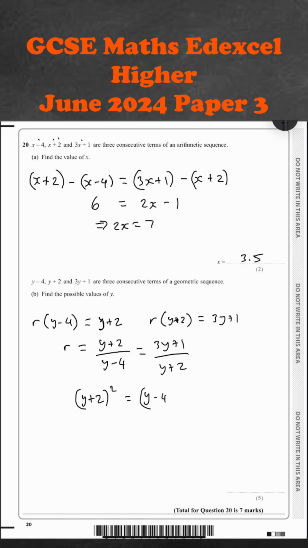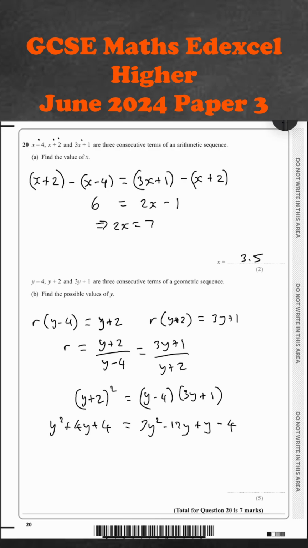y minus 4 lots of 3y plus 1. Now I'll expand out these brackets. y squared plus 4y plus 4 equals 3y squared minus 12y minus 4. Where's the other y? It's over there. Plus y minus 4.